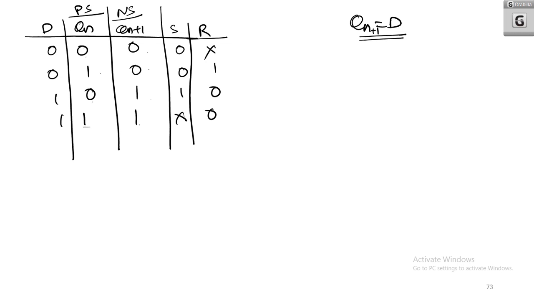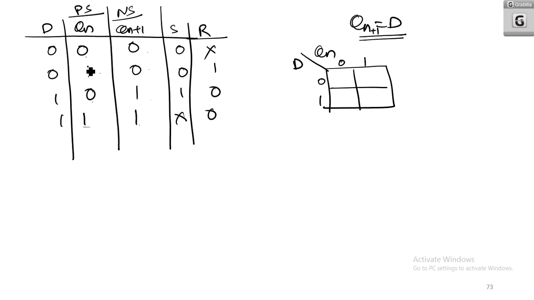Now you need to write the expression for this S and R in terms of D and Qn. So how do you formulate the expression for S in terms of D and Qn? Here I am having a 2 variable K-map, with D here and Qn here. So it is 0, 1, 0, 1.